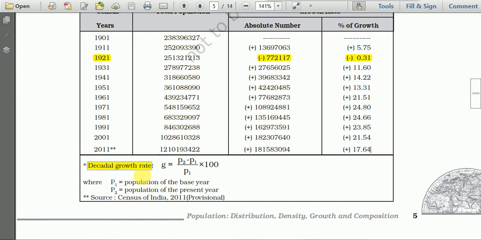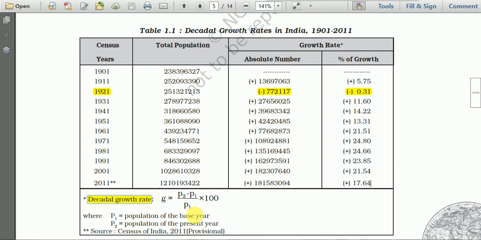The formula for calculation of the growth rate is given here. The decadal growth rate, Z, is equal to P2 minus P1, divided by P1, multiplied by 100. So let us calculate. Let us have an example.